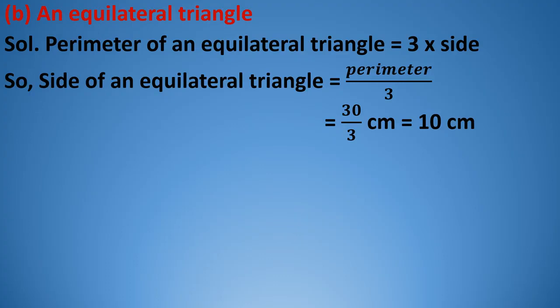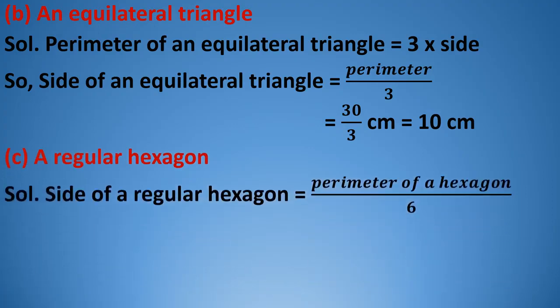Next is a regular hexagon. Now with the same string of 30 centimeter long, we are making a regular hexagon. So this 30 centimeter is now the perimeter of a hexagon, and we have to find out the side of a regular hexagon, which is equal to perimeter of a hexagon divided by 6. That is 30 divided by 6 centimeter, which is equal to 5 centimeter. So 5 centimeter is the side of a regular hexagon. Hope it is understood to you.